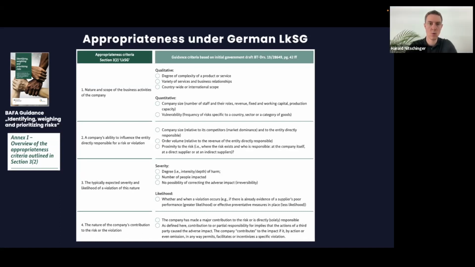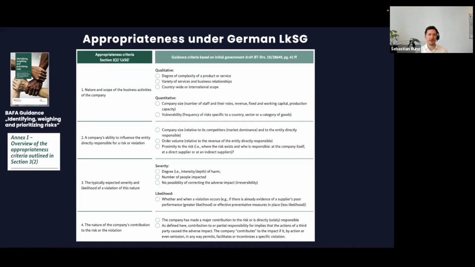Mm-hmm. Okay, makes sense. And they typically must be evaluated in combination with each other, right? So it's always kind of a weighing. Here you can see a suggestion which can be found in the handout on identifying, weighing, and prioritizing risks of the BAFA.